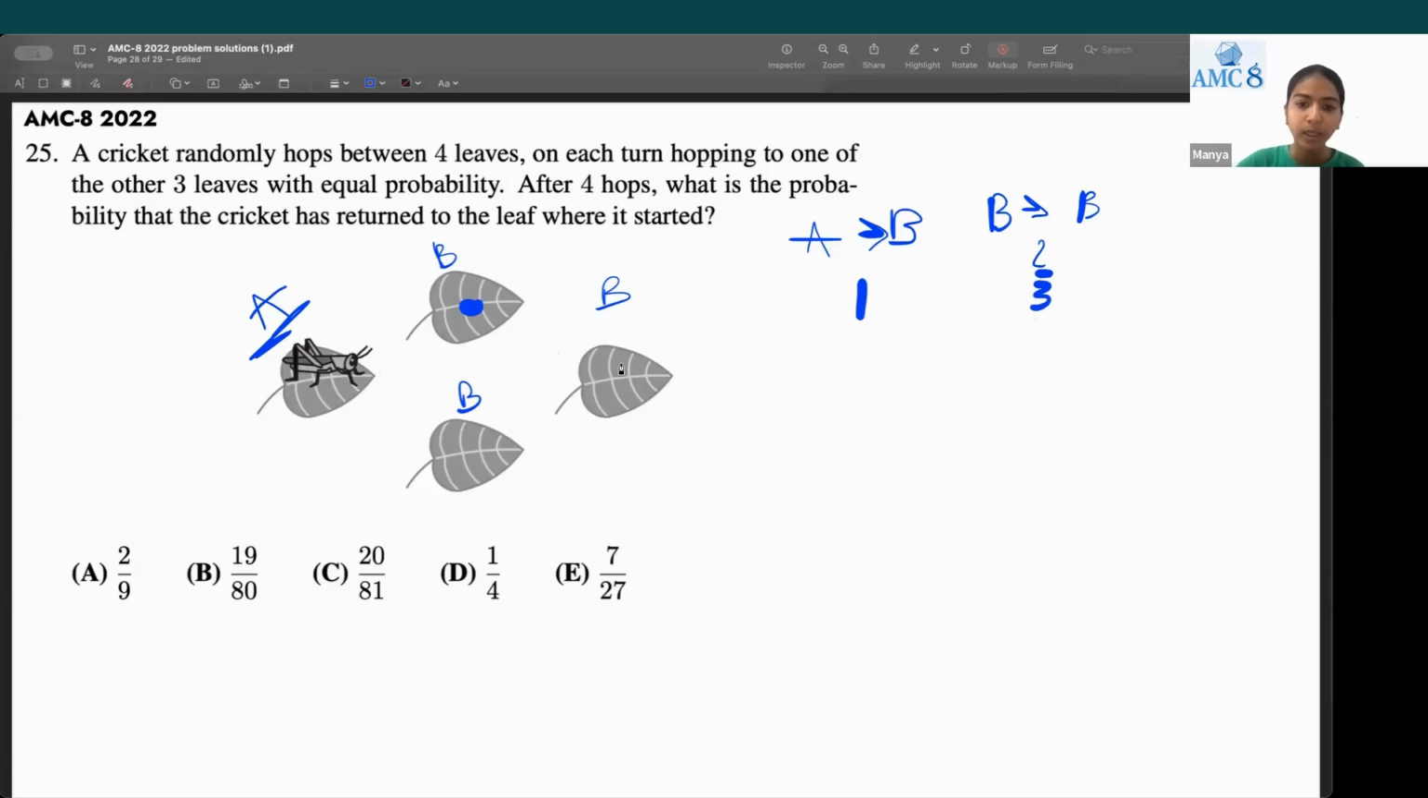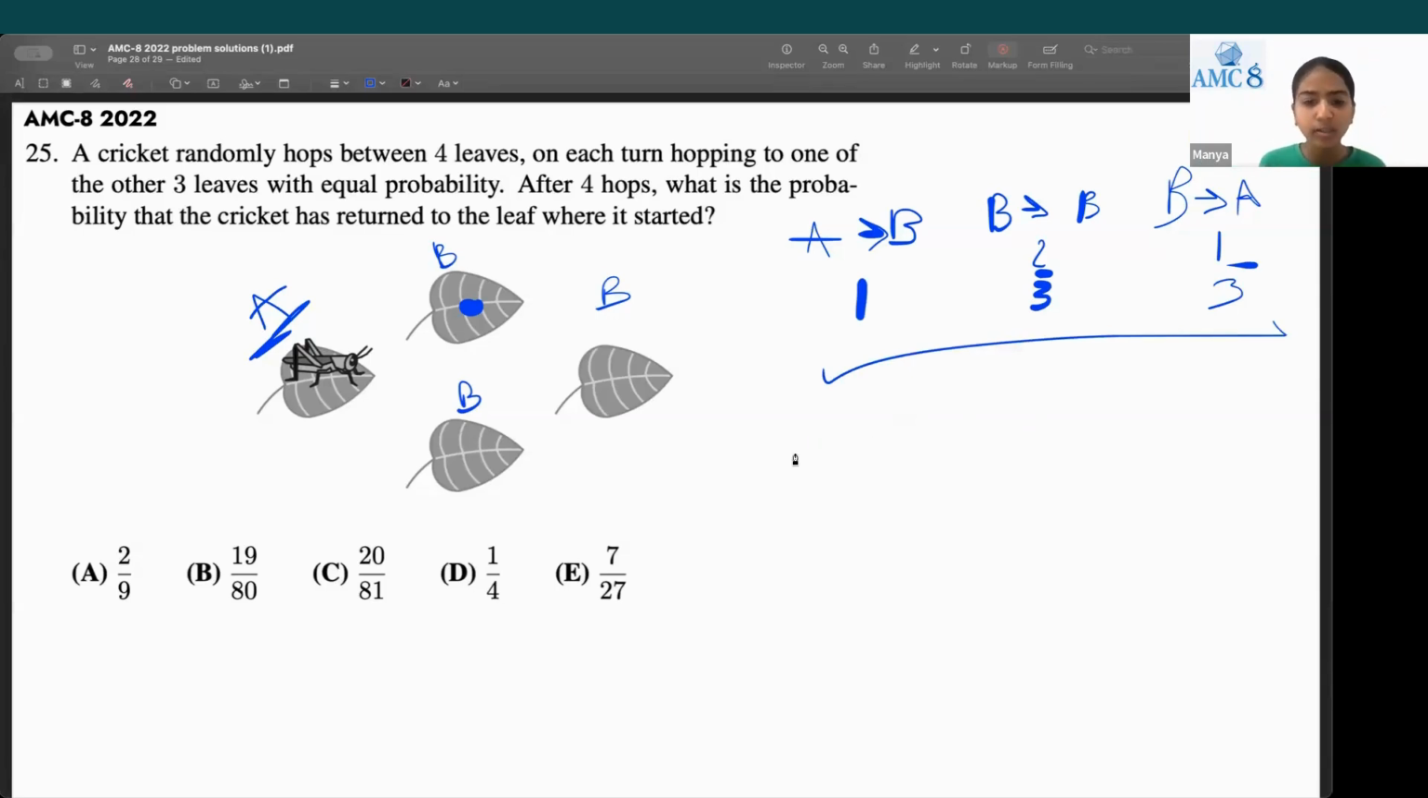And then from B to A, I'll write this right here. Suppose that B to A is going to be 1/3, right? Because there's a 1/3 chance of it going from B to A. So these are the 3 possibilities here. So what is a cycle that can go 4 hops and return back to A?